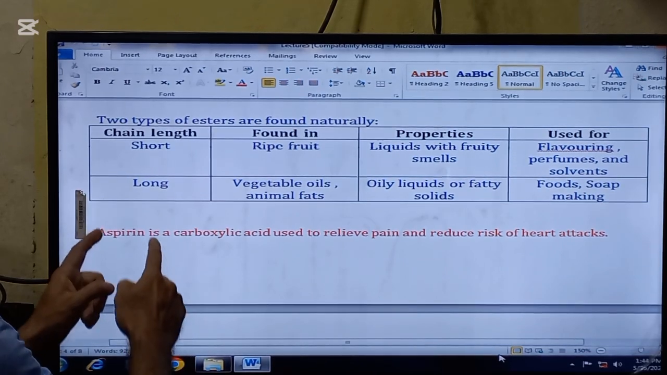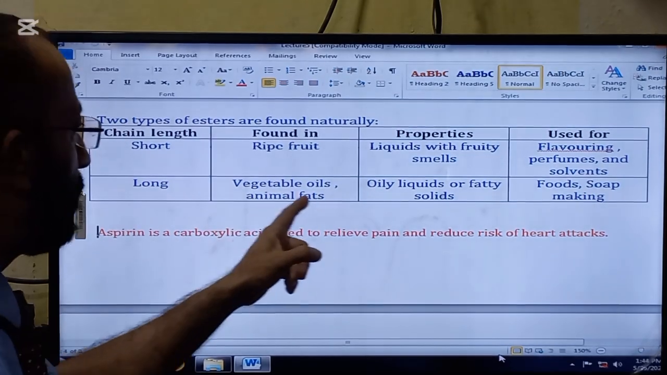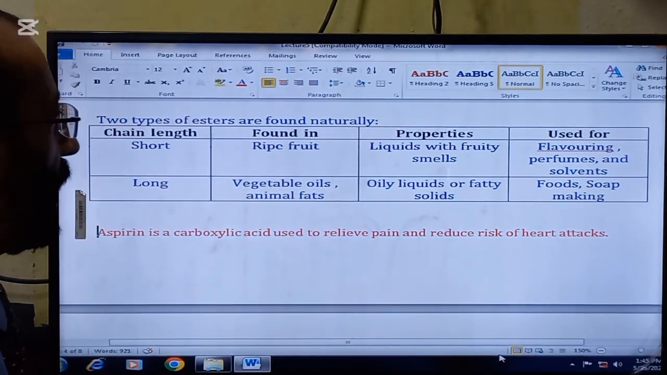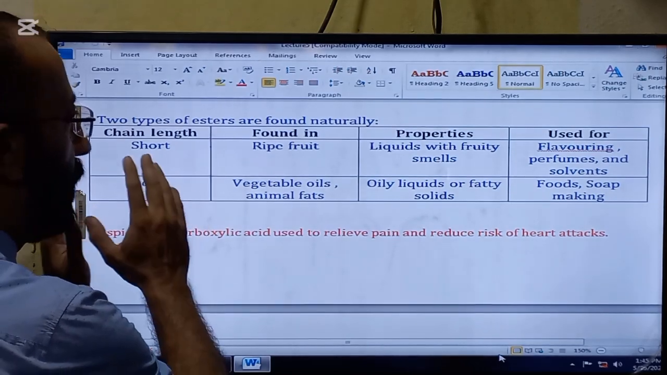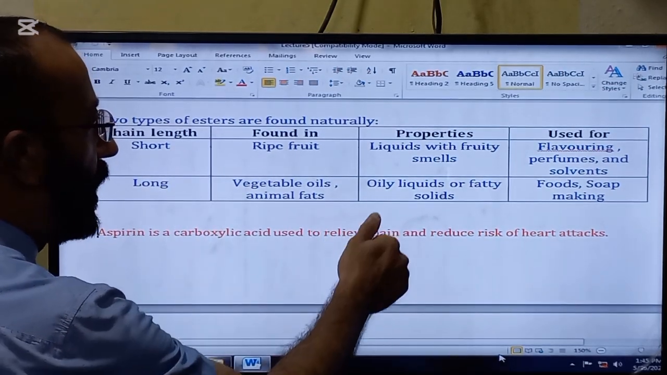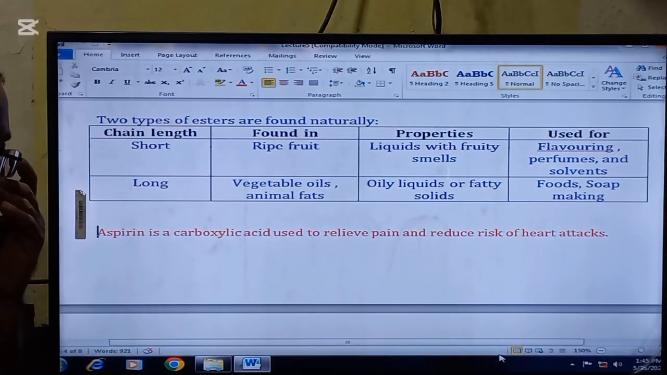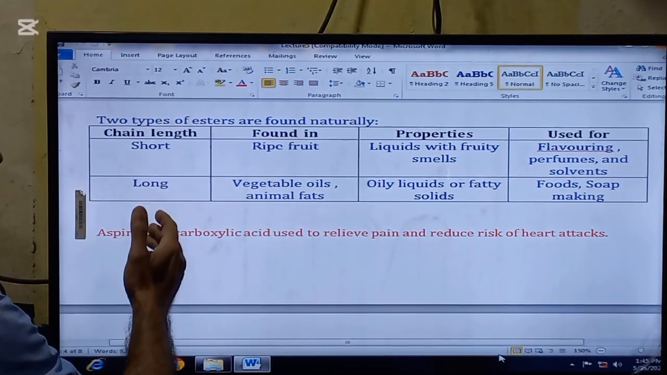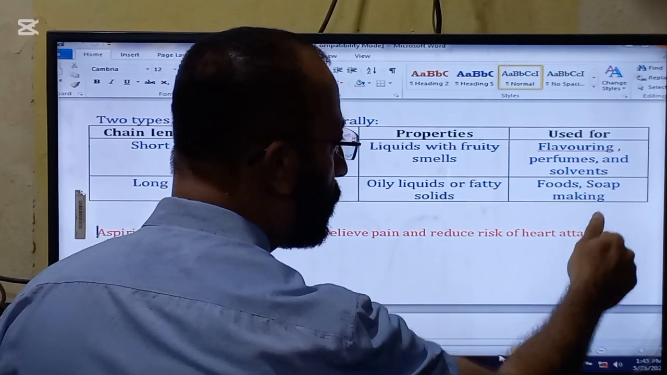Second type of the ester is long chain length, that is found in vegetable oils and animal fats. Long chain length esters properties are oily liquids or fatty solids. Long chain length esters are used for foods and soap making.